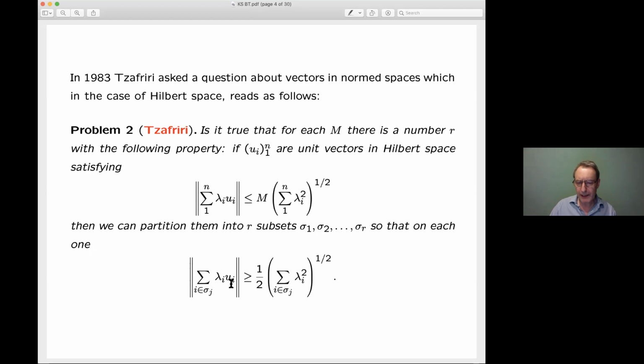So it's more than linearly independent. You actually have a lower L2 estimate. So in other words, this set of vectors behaves a little bit like an orthonormal basis in that the norm of this combination is bounded above by m times what it should be for an orthonormal basis, and below by, let's say, a half what it should be for an orthonormal basis. Okay. Now, it's clear that there are some similarities between these two questions, although it's not perhaps completely obvious just how similar they are. I'll be explaining that a little bit later.